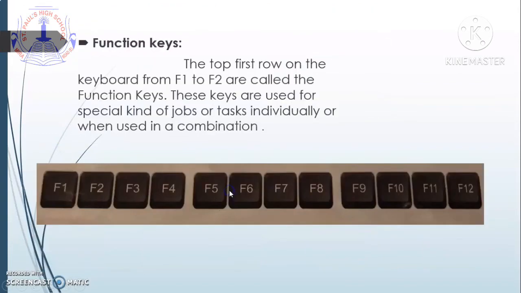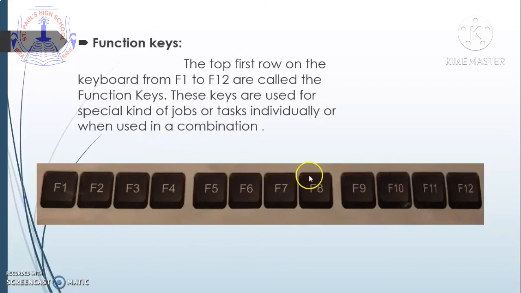Now the next one is the function keys. What do these function keys do? The top row of the keyboard from F1 to F12 are called function keys. These keys are used for special kinds of jobs or tasks, individually or when used in combination.